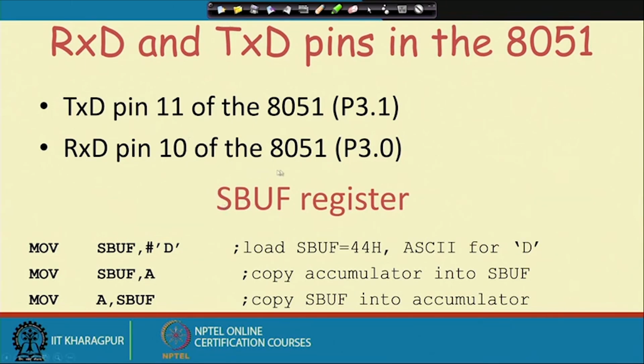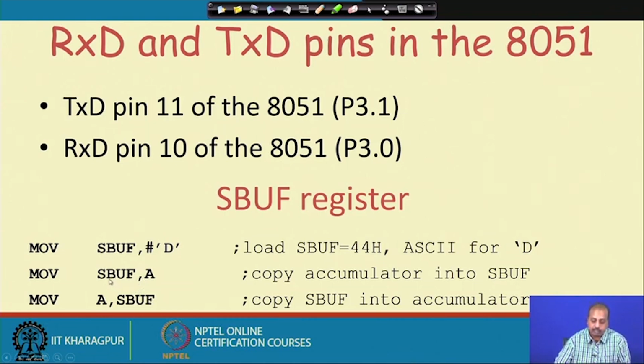And there is a special register called the SBUF register. SBUF is the serial buffer, and for transmitting any data you have to put the content into the SBUF register. As soon as you put the content onto the SBUF register, the serial communication starts. You can have an instruction like MOV SBUF, #'D'. So, SBUF will be loaded with the ASCII value of D, which is 44H, or you can say MOV SBUF, A. So, the accumulator content will be copied onto SBUF.